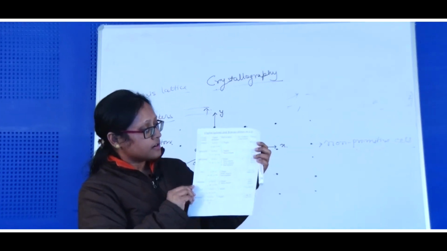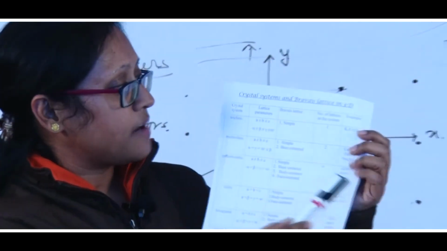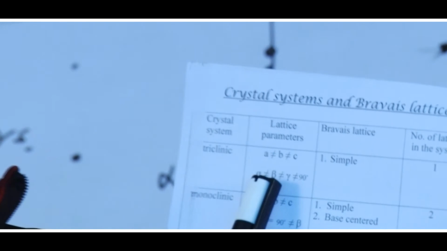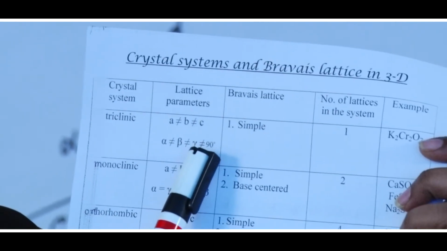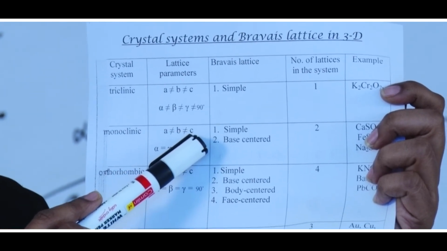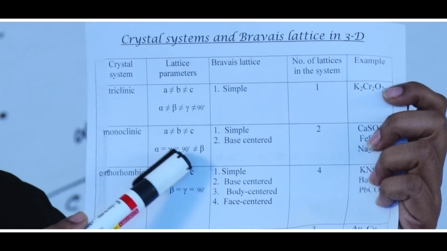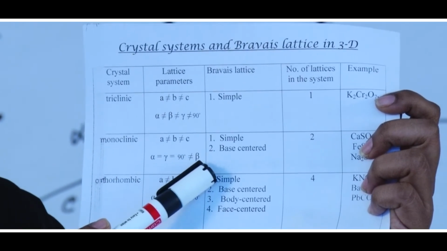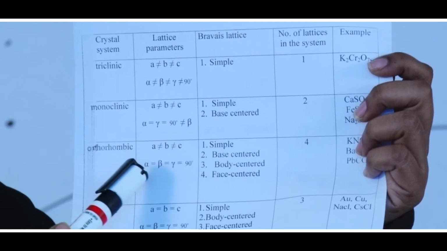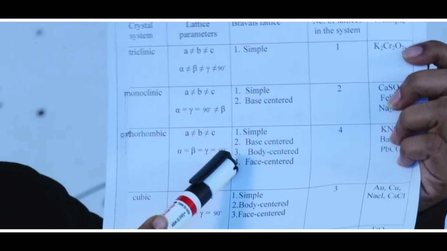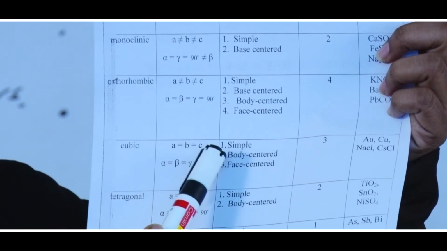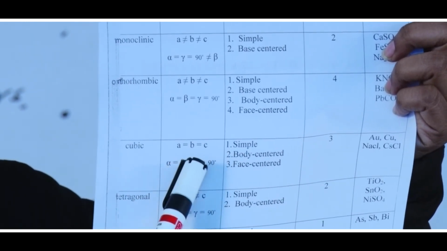See, for triclinic, the lattice parameters are a not equal to b not equal to c, alpha not equal to beta not equal to gamma not equal to 90 degrees. For monoclinic, a not equal to b not equal to c, alpha equal to gamma equal to 90 but not equal to beta. For orthorhombic, a not equal to b not equal to c, alpha equal to beta equal to gamma equal to 90. This cubic structure, which you are also familiar with, a equal to b equal to c and alpha equal to beta equal to gamma equal to 90.